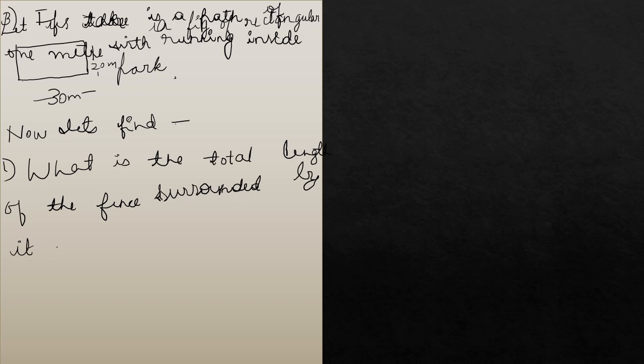We need to find the perimeter of this park now. Total length. What is the definition of perimeter? Perimeter is the total length of the boundary. So we have to find the perimeter here. What's the formula of perimeter?